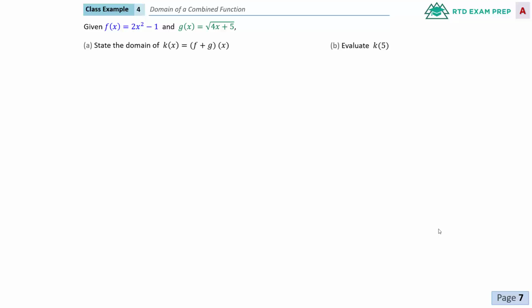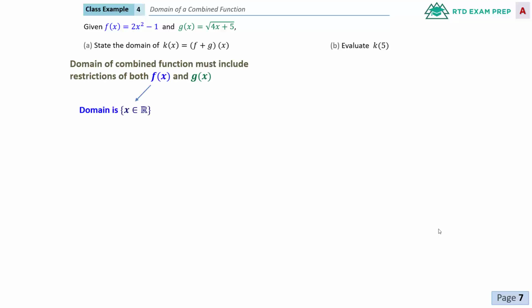Just recognize the domain of f of x and g of x first. So f of x is a quadratic. Its domain is all real numbers. G of x is a radical function. We've looked at this many times. Here, the radicand of 4x plus 5 must be greater than or equal to 0. Subtract 5 and divide by 4 to find that x must be greater than or equal to -5/4.